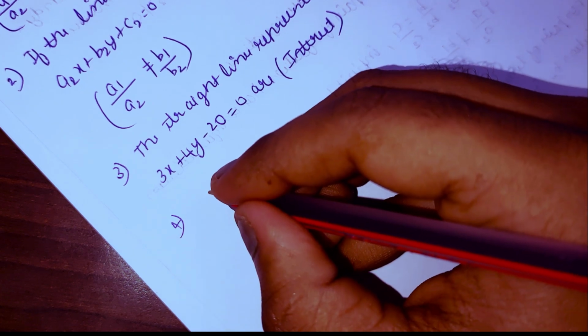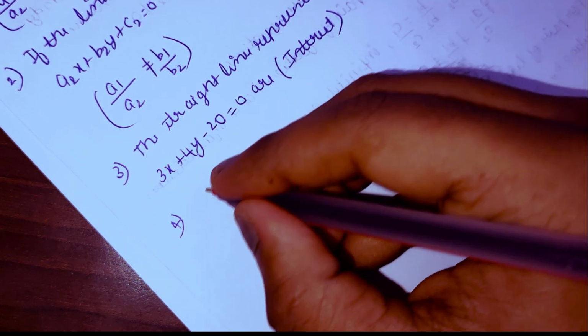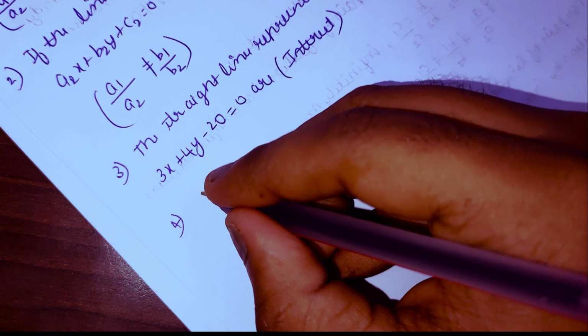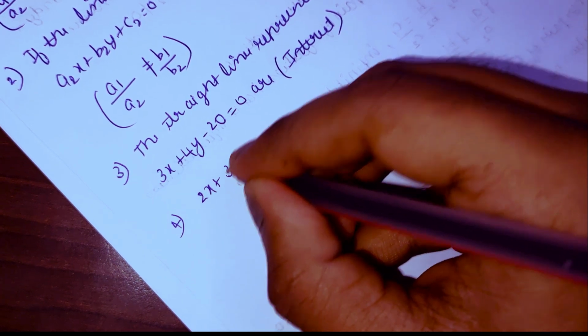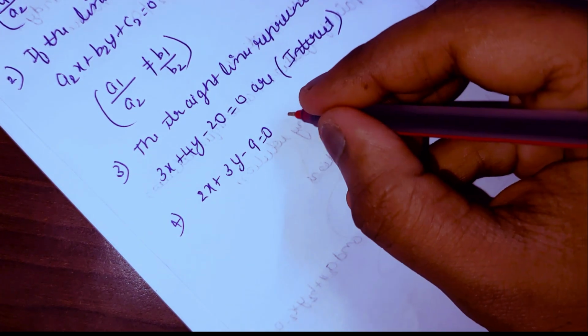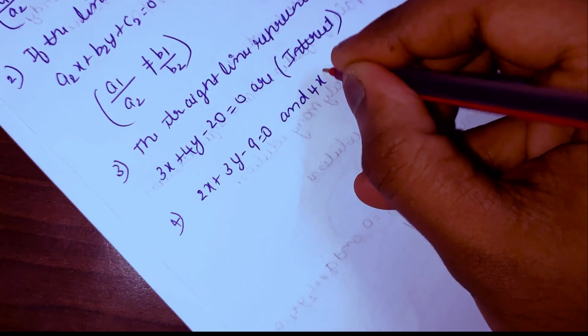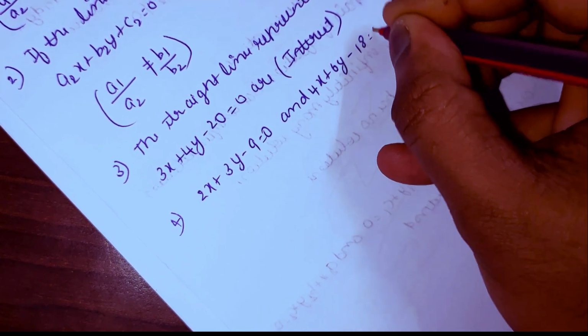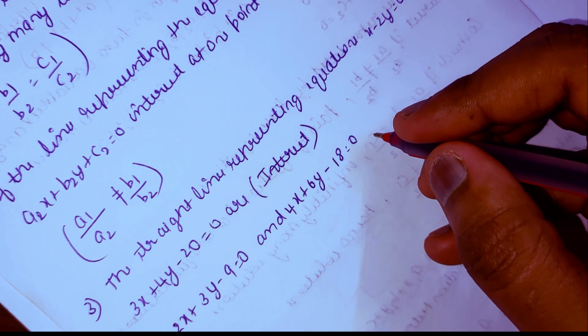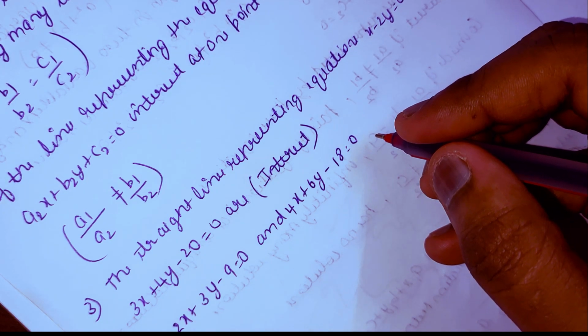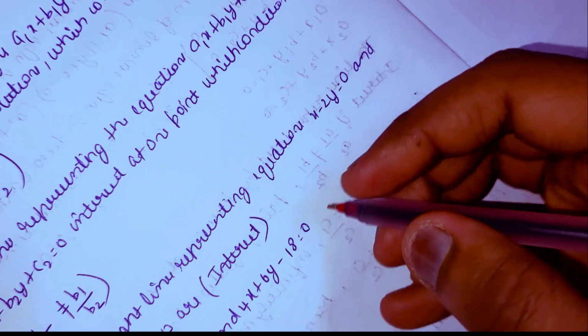Fourth question. Straight lines, same question. The equation is changed. 2x plus 3y minus 9 equal to 0 and 4x plus 6y minus 18 is equal to 0. Both these lines have how many solutions? You have to tell. The answer is infinitely many solutions.